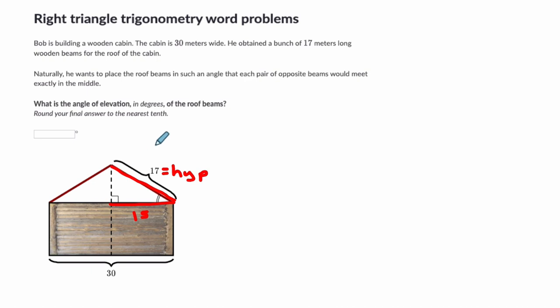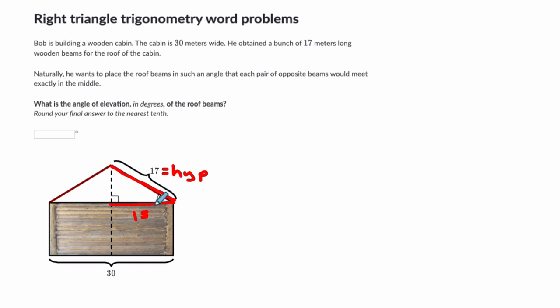So now I'm going to read the problem. Bob is building a wood cabin. The cabin is 30 meters wide. Okay, so this is the cabin, 30 meters wide. He obtained a bunch of 17 meters long wooden beams for the roof. So here's the roof, 17. Naturally, he wants to place the roof beams at such an angle that each pair of opposite beams would meet exactly in the middle. So he's got 17, 17. He wants them to meet at the middle. If the cabin is 30 meters wide, what is the angle of elevation of the roof beams?